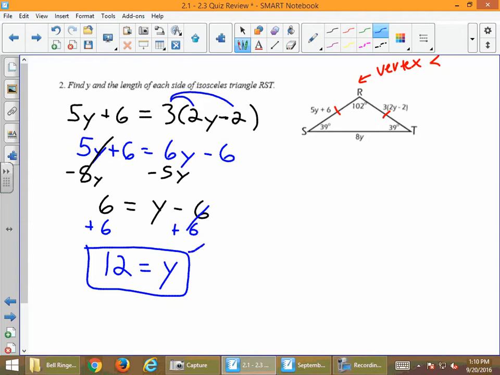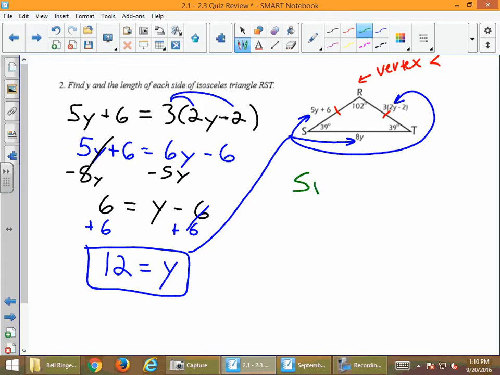Well, it says all sides, so if you notice up here, when I start plugging in, I've got a y right there, got one right there, got one all the way right here. So we're going to plug it into all of them. So I'll do the first one, SR. SR equals something, ST equals something, and then RT equals something. All right, well, let's figure out SR first.